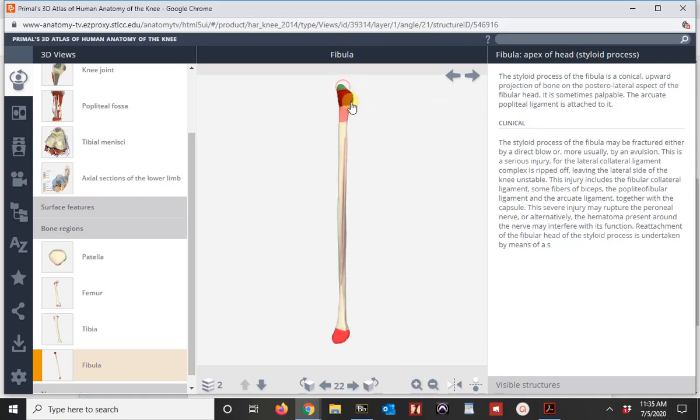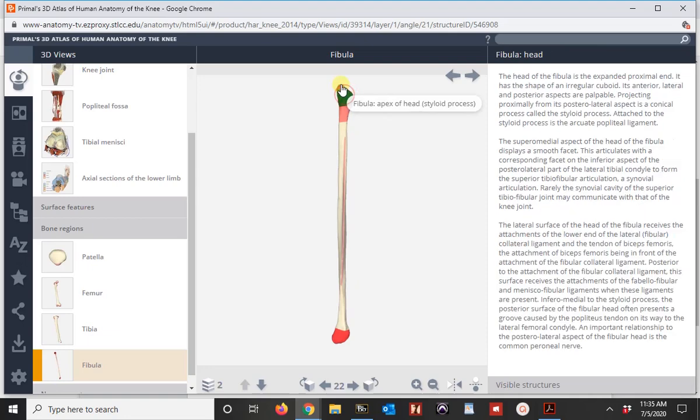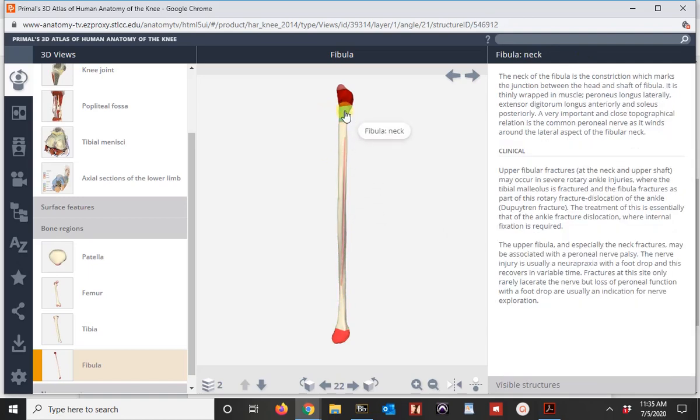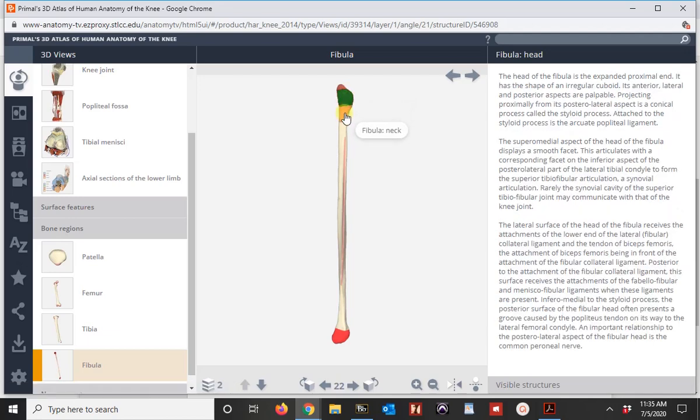And this whole side of the fibula, the head and the styloid process, connects to the tibia right here. The tibia would be right next to it over here on this side. Here would be the outside of the leg, the lateral section. And down here, see how this bumps out? This is the lateral malleolus. Here's the neck of the fibula. Obviously, it's going to be right below the head.